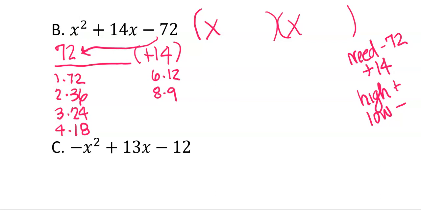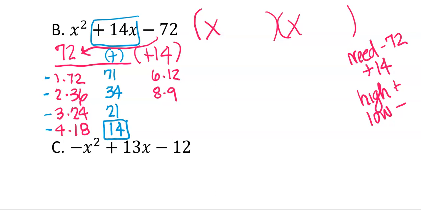Okay, so if we do high number positive, low number negative, the sum would be 72 minus 1, or 71. That's not even close. If we do negative low number, positive high number, and we add them, we get 34. So this is the sum part of it. Low one negative, high number positive, you get 21. We're getting closer. Low one negative, high one positive, we get 14. Is that what we were looking for? That's what we were looking for. So this 14, we found it.